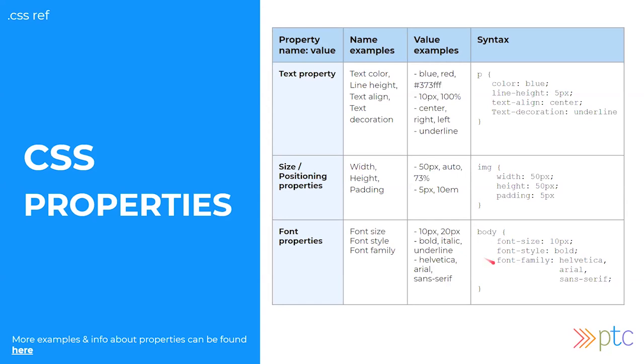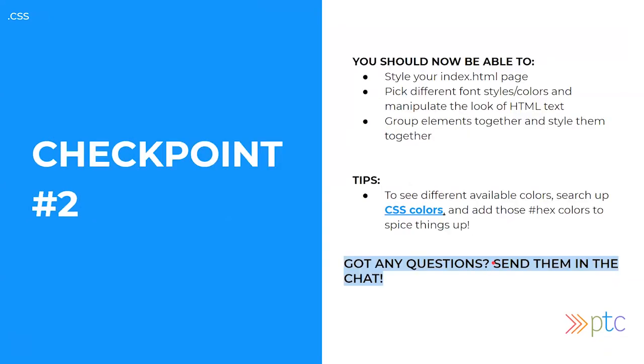All right, so we're going to move on to our second checkpoint. Hopefully now you should be able to do a quick styling of your index.html page, pick some different font styles or colors, and manipulate the look of the text, and also group elements together and style them together using the selectors.